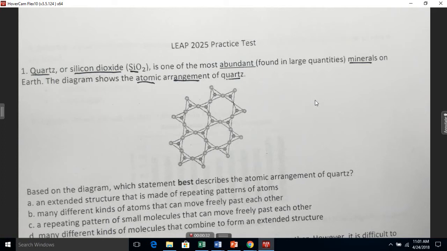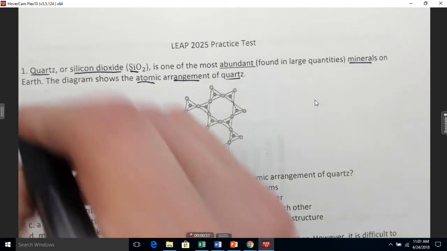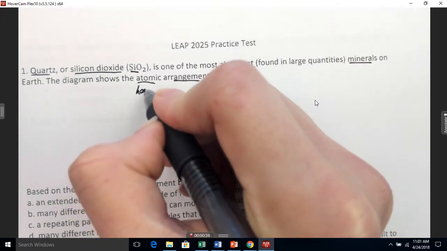Explosive? Atomic? No. Atomic is like atom. Atomic number. How the atoms are arranged? How the atoms are, but give me a word for arranged. Put together. Okay? Next to that on your answer sheet, put how atoms are put together.